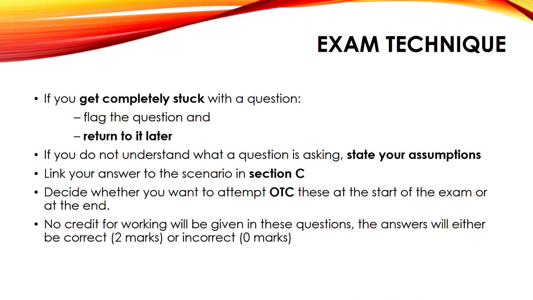No credit for workings will be given in these questions, meaning section A and B. No marks for working. You don't have to do any working. Yes, roughly you can do some for your own purpose. When you have to do a calculation, you can do your workings, but there will be no marks for that. Marks will only be given for section C workings. There, yes, you definitely have to show the workings. So in section A and B, either the answer is correct, 2 marks, or incorrect, 0 marks.